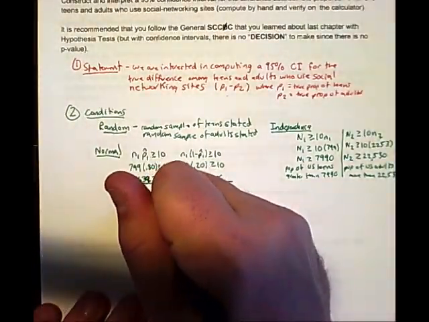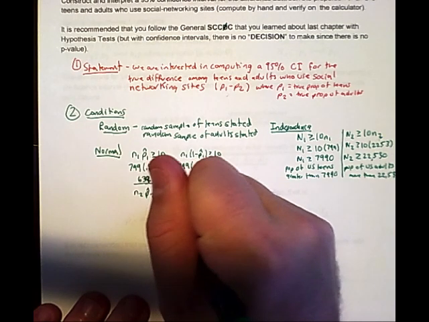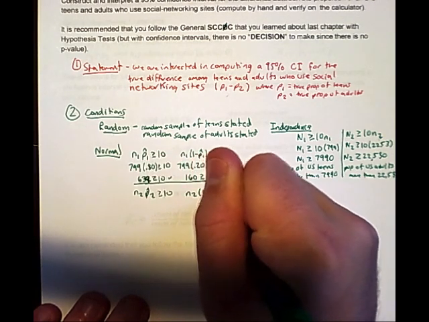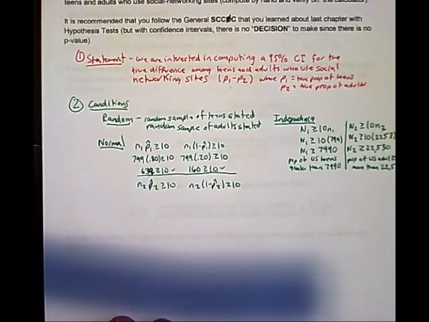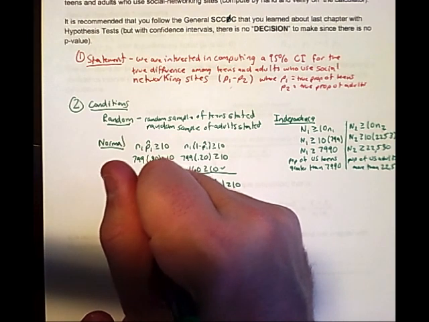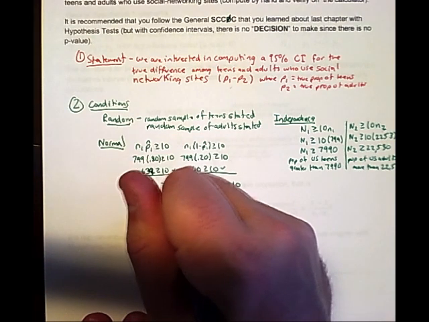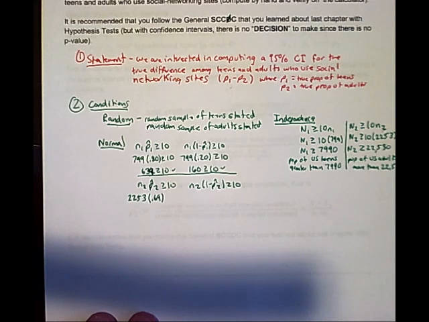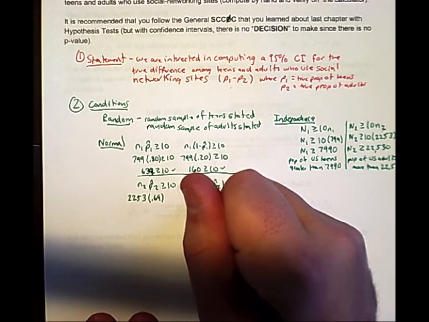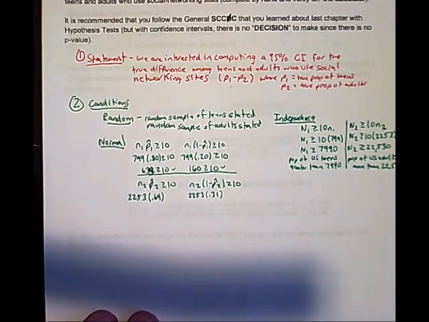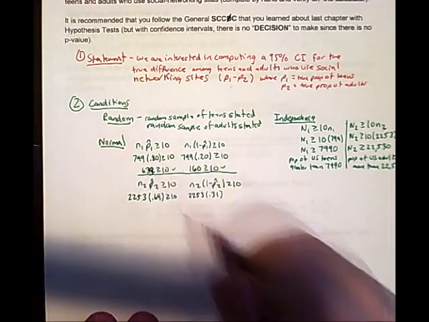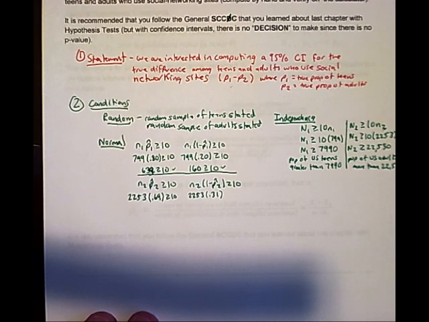All right, so n2 p hat 2 has to be greater than 10, and n2 times 1 minus p hat 2 has to be greater than or equal to 10. All right, so n2 was 2,253, and the proportion that used was 0.69. So this over here would be 2253 times 69%, and if I round it, 1555.